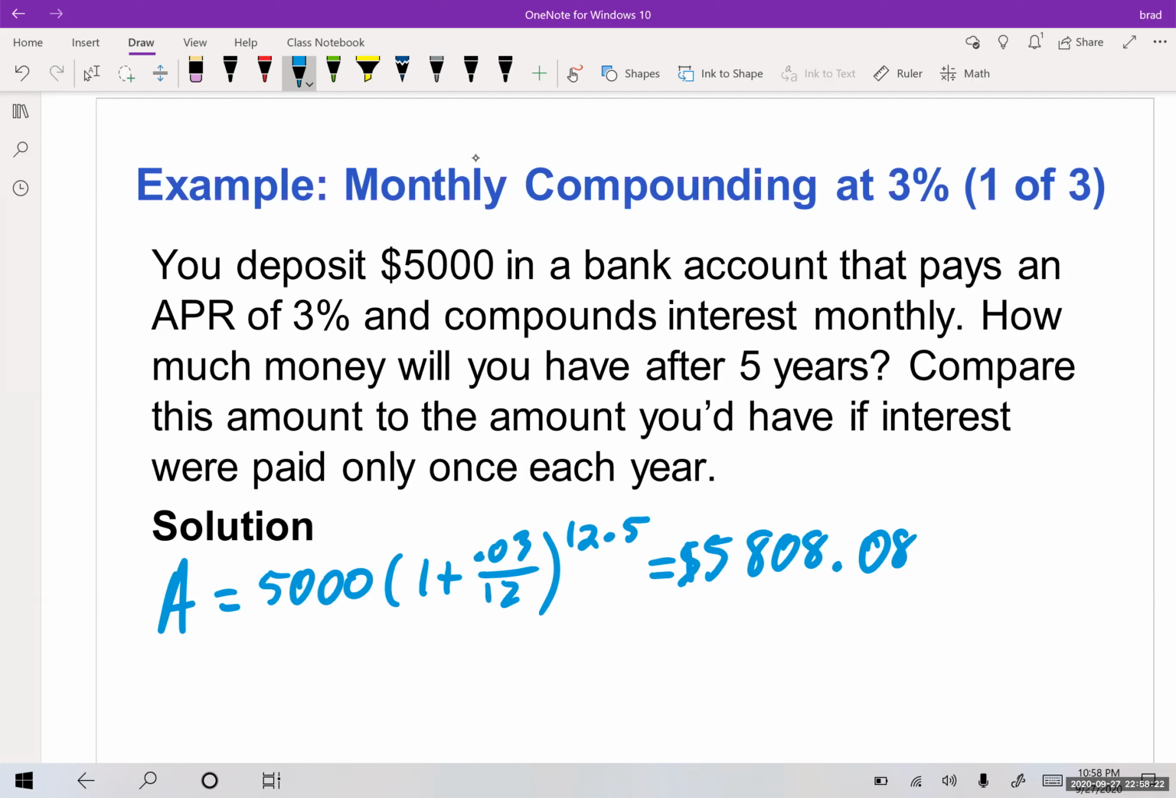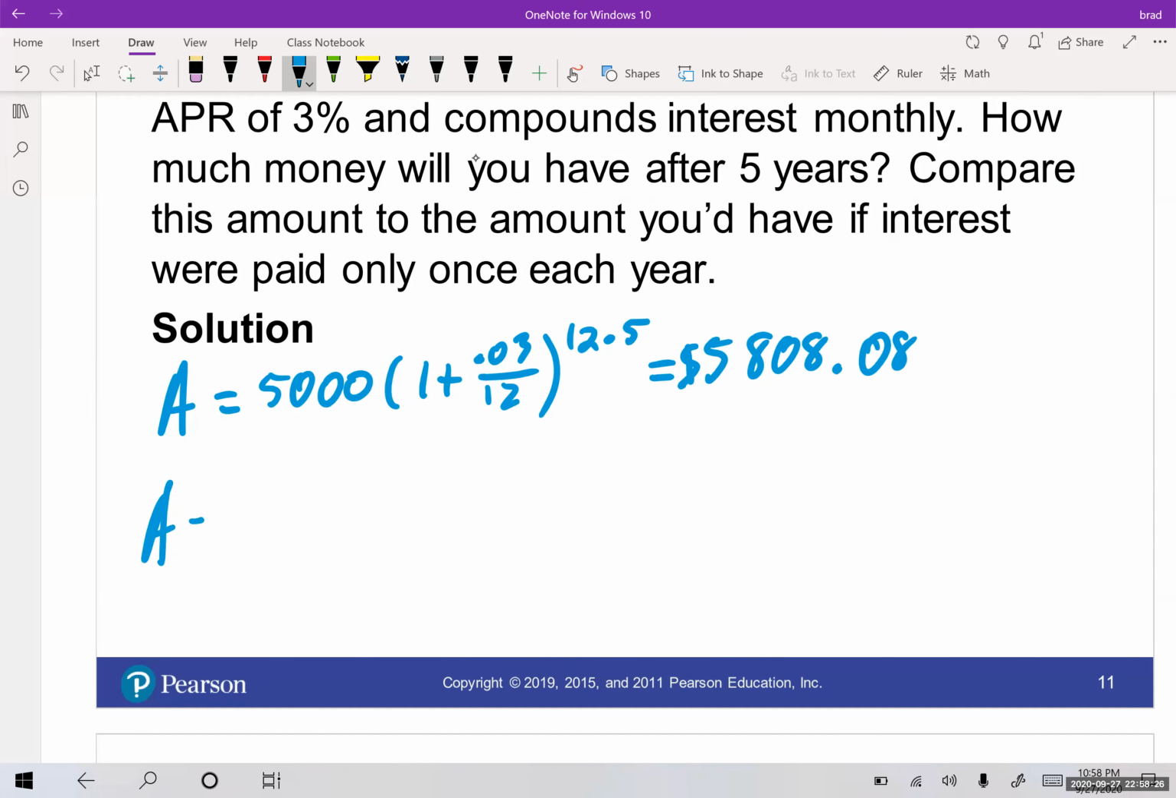Now they ask you to compare that if you only compounded once per year. So we're going to do the same compound formula. We're going to do 5,000, and 1 plus 0.03 divided by 1, and then 5 times 1, because it's only one time per year, so n is equal to 1. So let's see what we get this time.